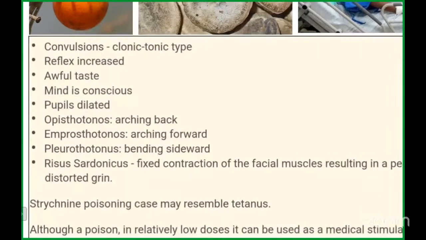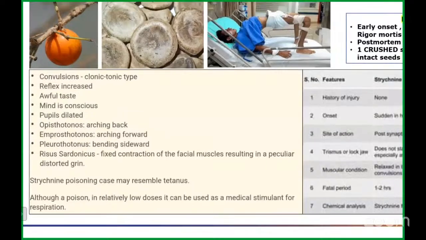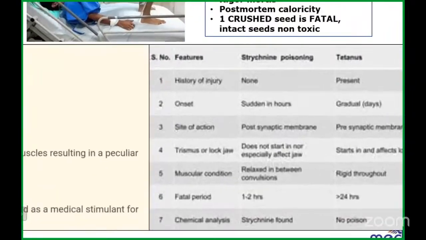Risus sardonicus is a typical smile that these patients give. It is due to the fixed contraction of the facial muscles, which results in a grimace. It's mainly due to a trismus-like feature due to the involvement of the masseter muscle. This has been a question previously asked: which muscle involved in strychnine poisoning or tetanus poisoning leads to these features of risus sardonicus? It's mainly the masseter muscle. Strychnine poisoning, as I said, may resemble tetanus poisoning. So you can see this clearly. There's a difference.